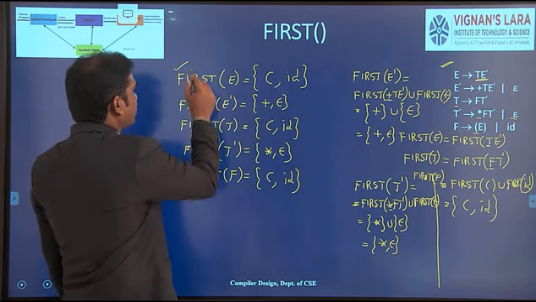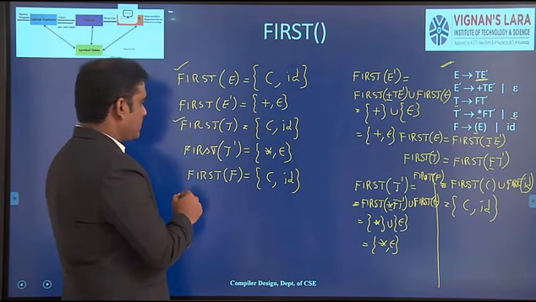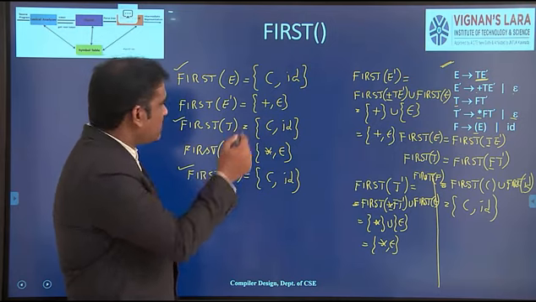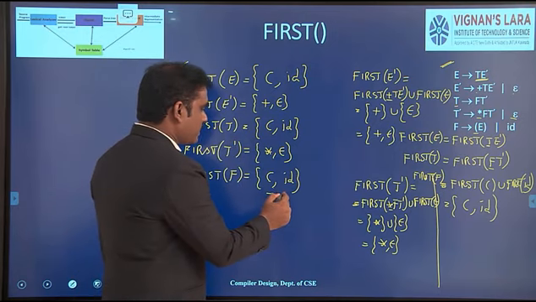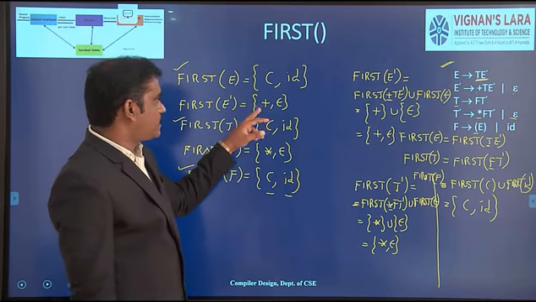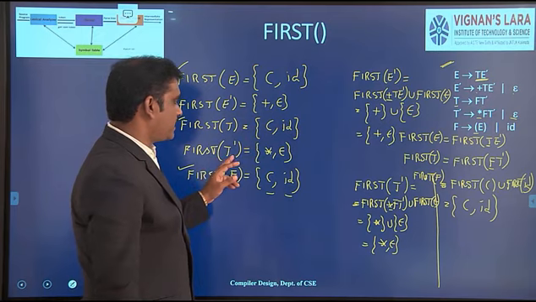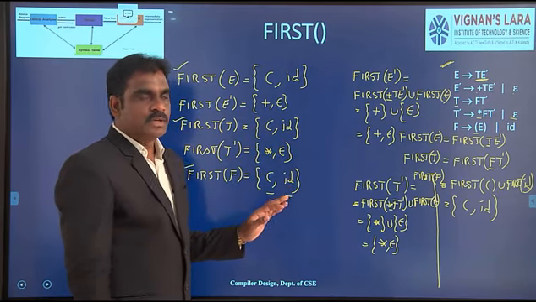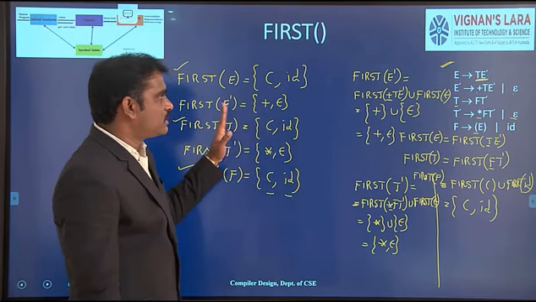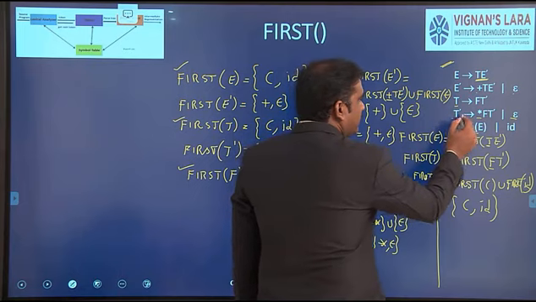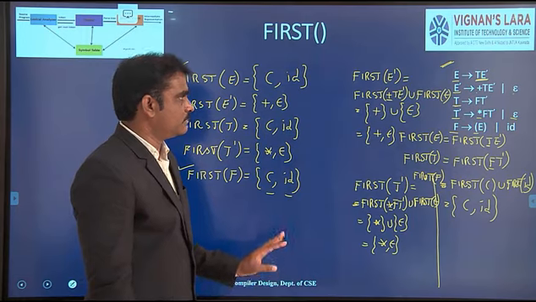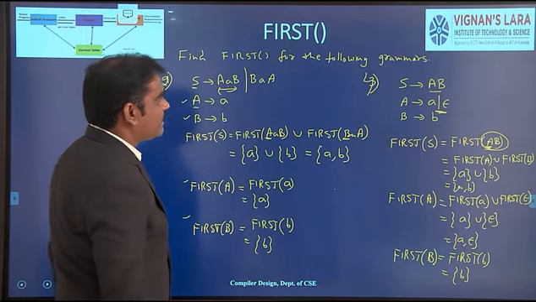So first of E, first of T and first of F, these three non-terminal symbols produced the same result, that is open parenthesis comma ID. First of E dash, the result is plus comma epsilon. First of T dash, the result is star comma epsilon. So in this way, we computed the first function. First is calculated for non-terminal symbols only. Okay, and the second function is follow.